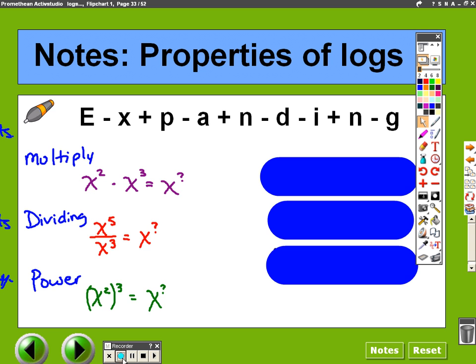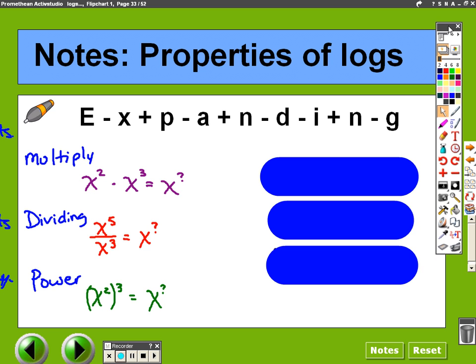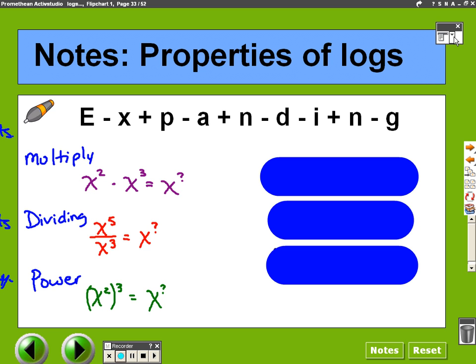If you want to title your notes, we are looking at properties of logs, and I believe that's section 8.5 or 8.4 in your textbook. Expanding. We are going to take things that are not expanded, things that are condensed, and expand them.